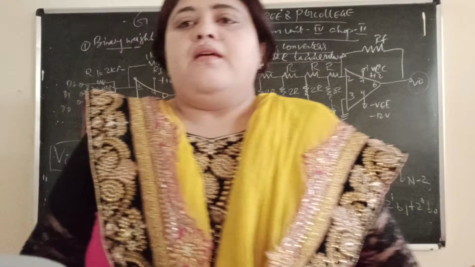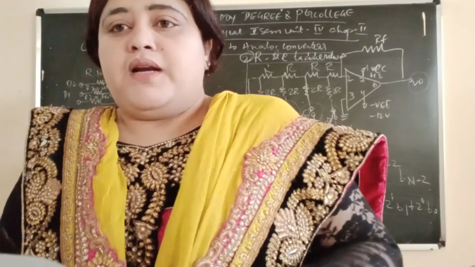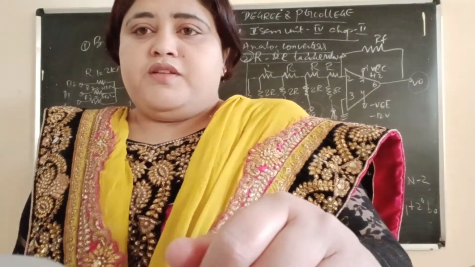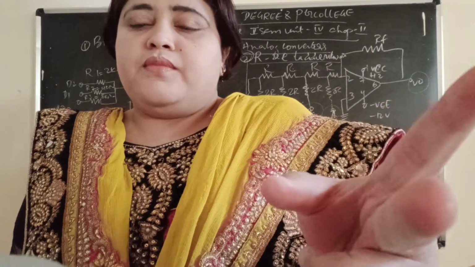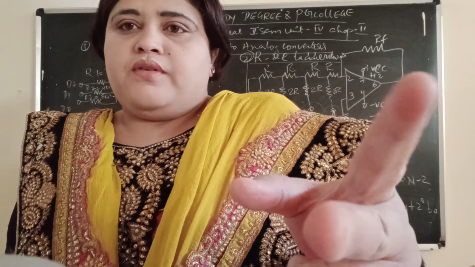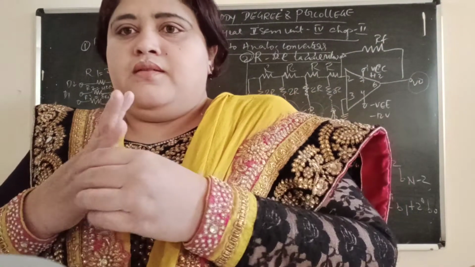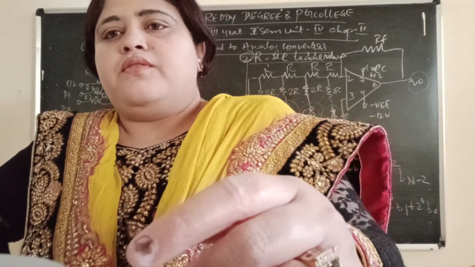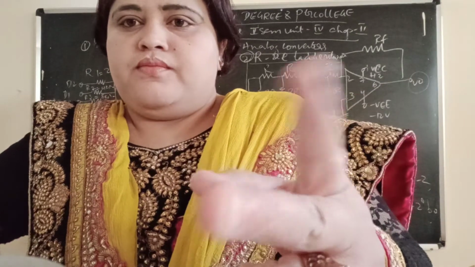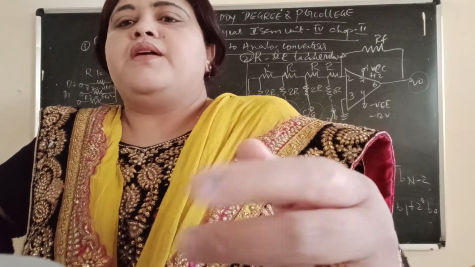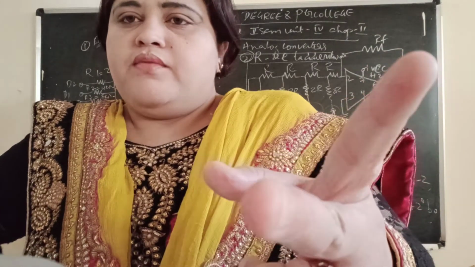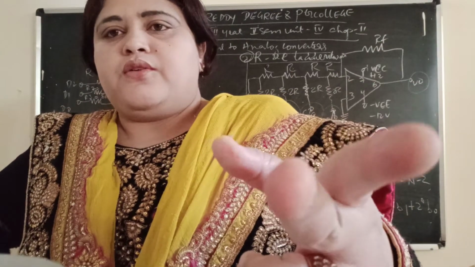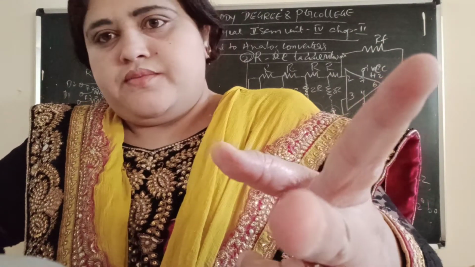Then we went for the multiplying type. The multiplying type is a combination of the digital inputs and a reference input; both are combined. The multiplying type is of two types: one is binary weighted, and the other is the R-2R ladder network method.